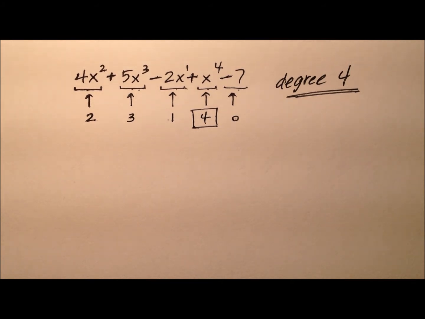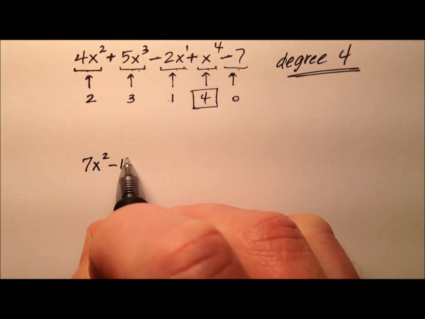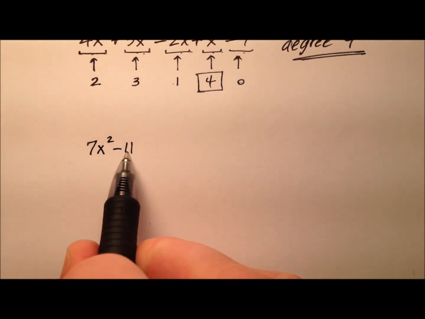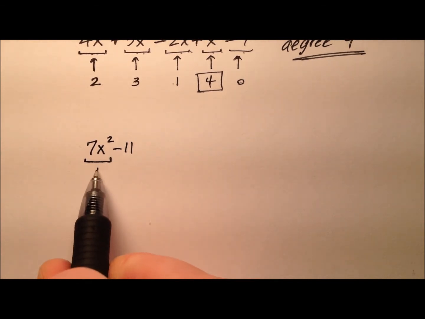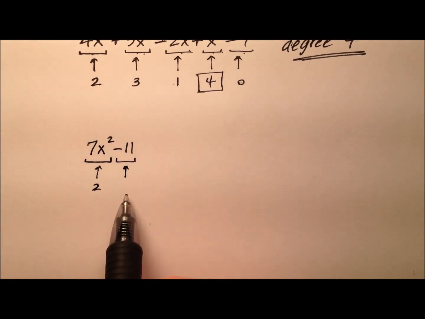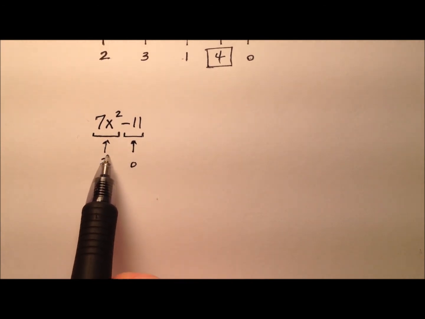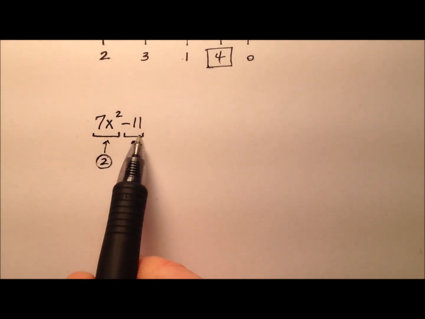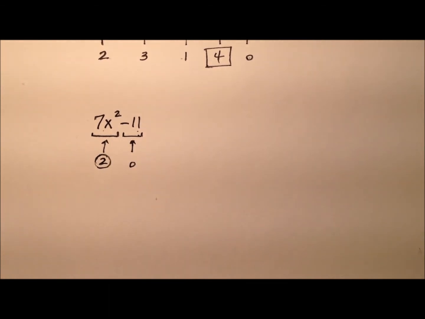So let's go ahead and classify some polynomials, and we'll do so based on the number of terms that they have and also their degree. So let's start out with 7x squared minus 11. Okay, so we have two terms, so we know this is going to be a binomial. We have 7x squared, and this is degree 2. And we have a negative 11, which is a constant, and that's degree 0. So what's the degree of this polynomial? Well, it's 2. And how many terms does it have? Well, there's the 2 terms. So we know the degree, and we know the number of terms it has.